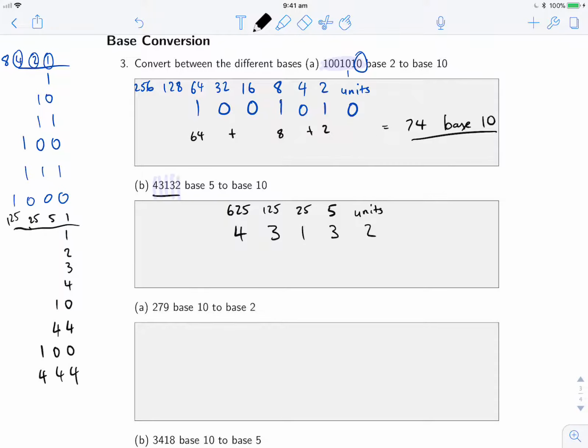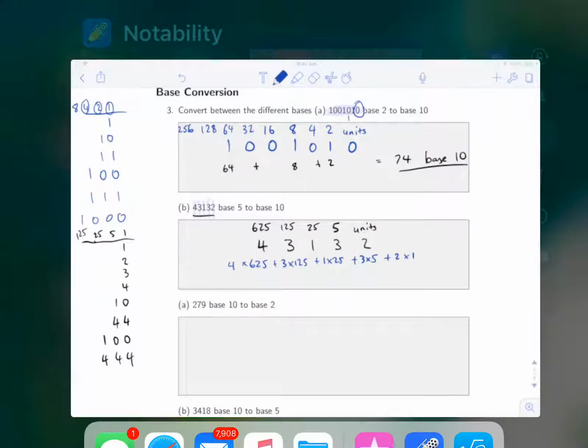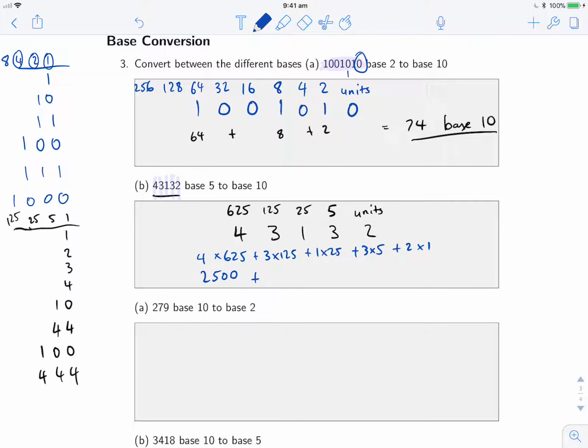And now, rather than just adding them together, we need to do a little bit of multiplication here. So we're going to have 4 times 625 plus 3 times 125 plus 1 times 25 plus 3 times 5 plus 2 times 1. And so we can calculate these. So 4 times 625 gives us 2,500. So we've got 2,500 plus 3 times 125 is 375, plus 1 times 25 is 25, plus 3 times 5 is 15, plus 2. So here, putting these together, 375 plus 25 is 400, plus 2,500 is 2,900, so it's going to be 2,915, and 2 is 17, and that's our number in base 10. So it's basically just work out what each of your columns are worth, multiply them out, and then this will give you your base 10 number.